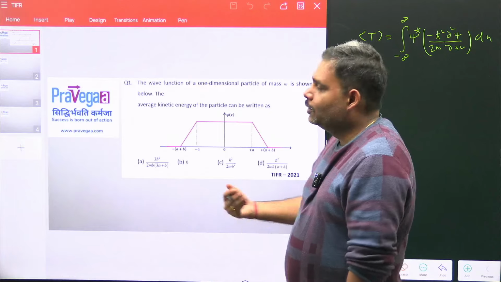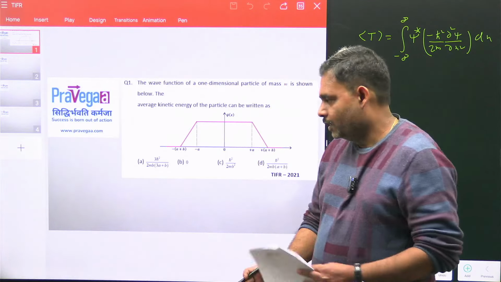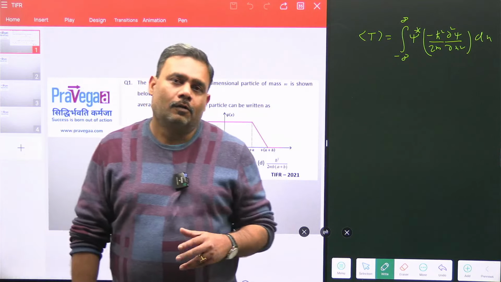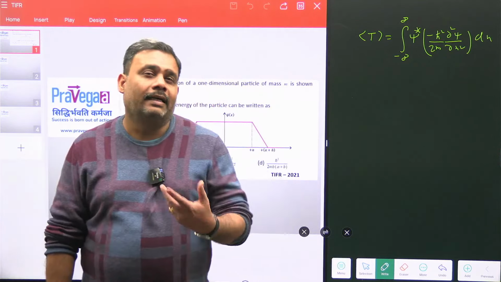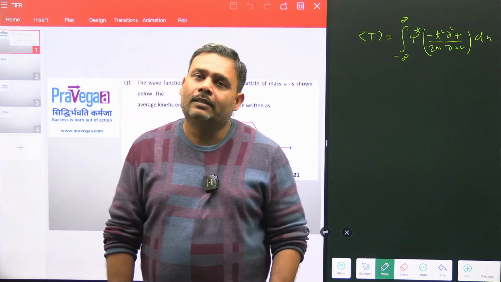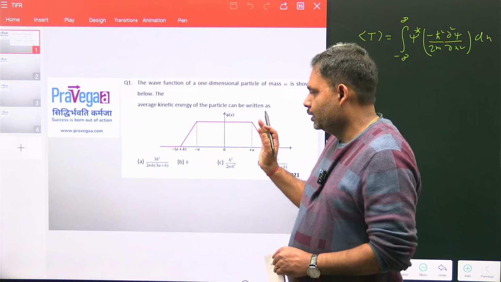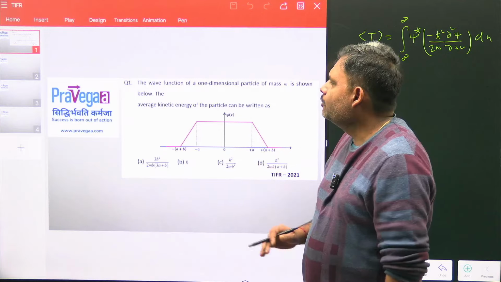So how should you approach this problem? This is one of the very fundamental problems to understand the basics of your mathematics and to understand the Dirac delta function and the unit step function. All these concepts will come into this particular problem. So let us try to solve this one.